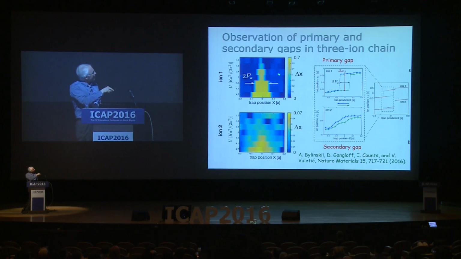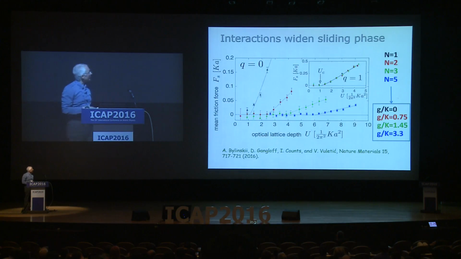So to wrap up, when we measure this, we see a gap opening. Here we're changing the strength of the potential going downwards, and we see the gap opening up. And we see this is the primary gap for the first particle. This is the secondary gap, about 10 times smaller in width for the second particle, and so on.